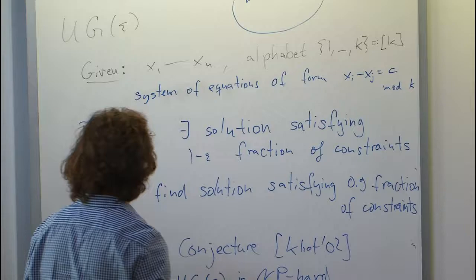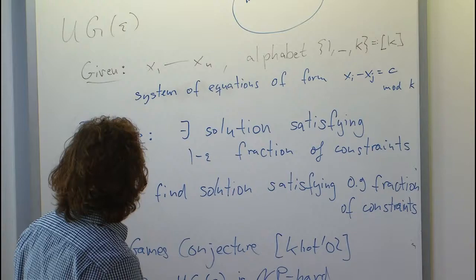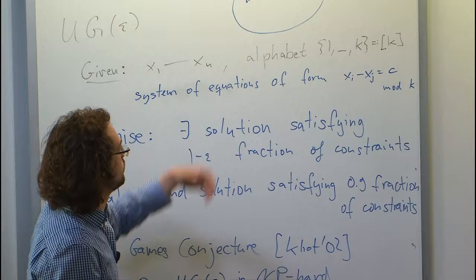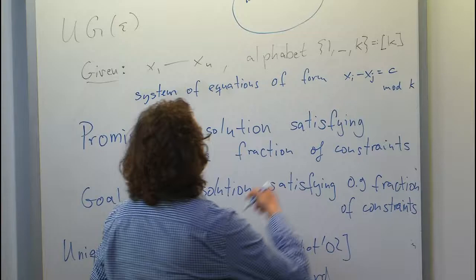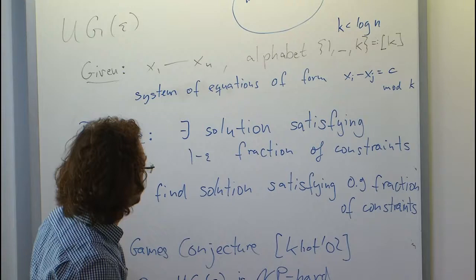And there's one aspect that I've been ignoring. So k here, the way I wrote it, is sort of part of the input. So it means that you're considering algorithms that should work for all k, but actually they're only interested in k that are not too large. So k, let's say, is less than log n. You can think of it as an additional promise on the instance. And then the conjecture says that even with this additional promise, it's still NP-hard to solve this problem.